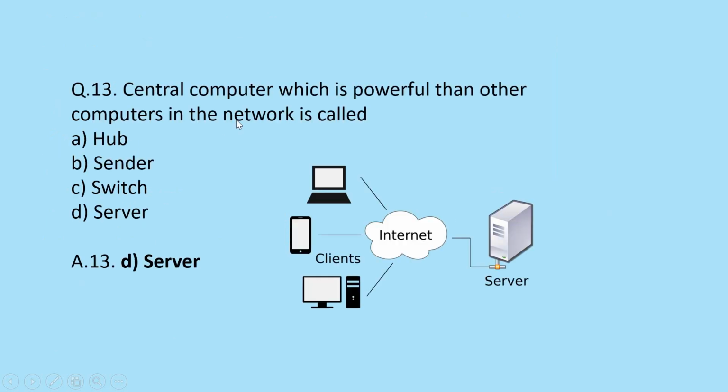Clear? Now question number 13. The central computer which is more powerful than other computers in the network is called hub, sender, switch or server. The correct answer is server. This is the most powerful computer in any network.